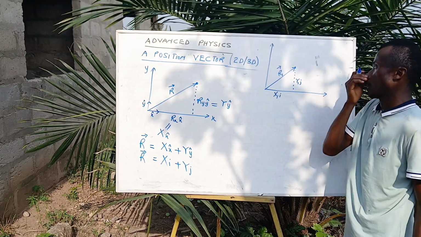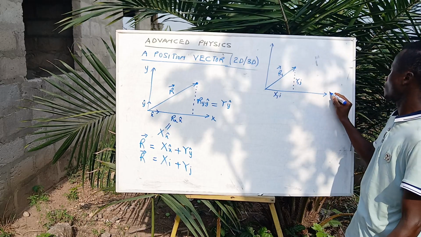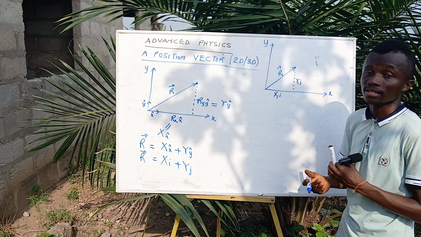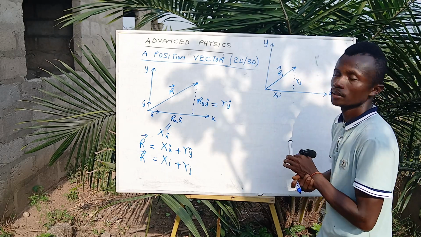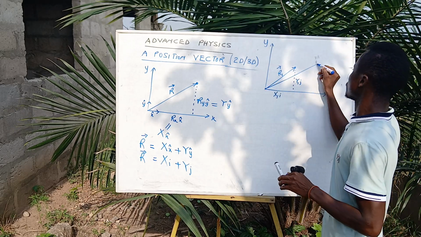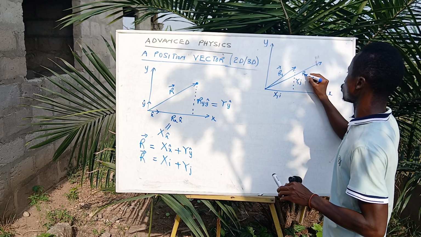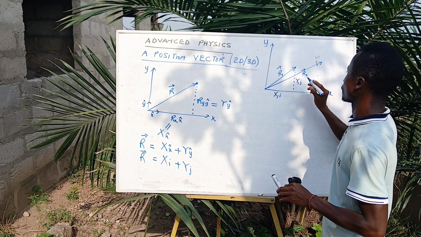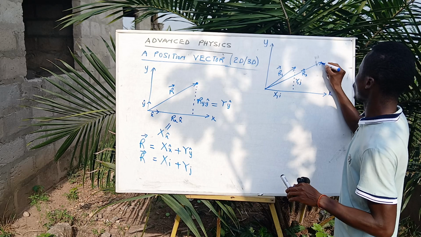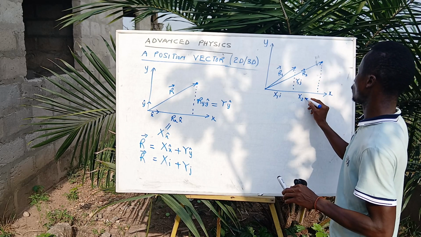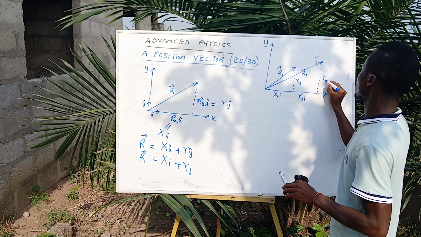Then the object moves. In other words, the object displaces. It's in motion. So then it moves and it has a second position. Let's call that r2. And it is a vector with a component x2 i and then y2 j.